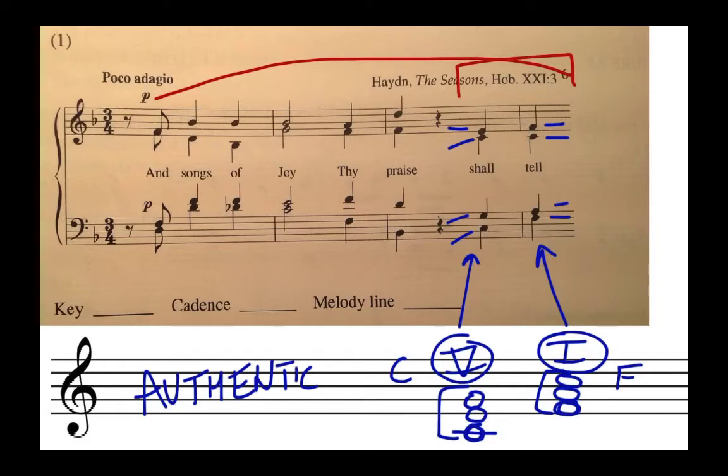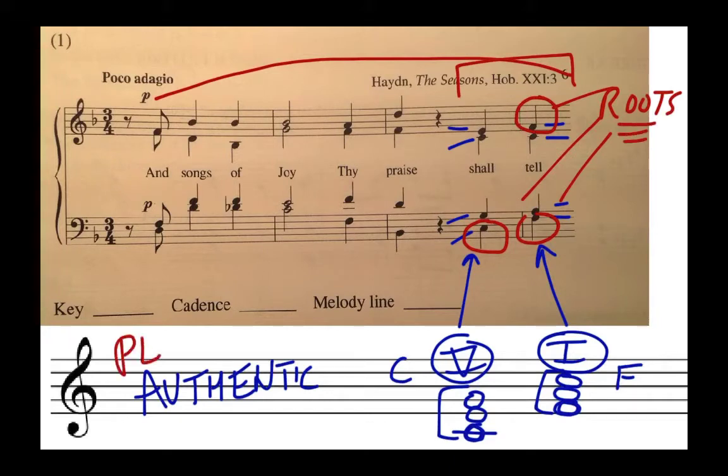And there's going to be two kinds of authentic cadences, either a perfect authentic or an imperfect authentic. With all of these authentic cadences, we always are going to check three key points: the bottom of the dominant chord, the bottom of the tonic chord, and the top of the tonic chord. If all three of those points are the roots of their respective triads, then we have a perfect authentic cadence.